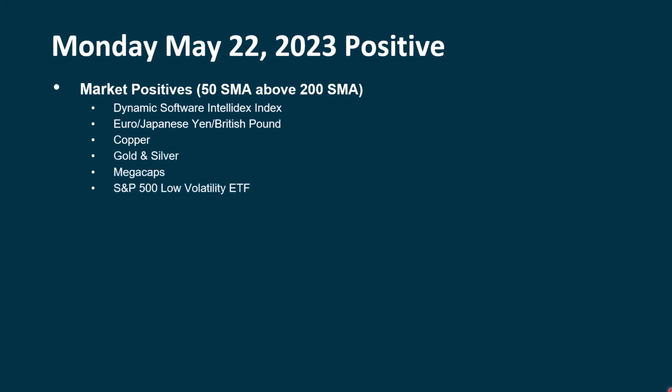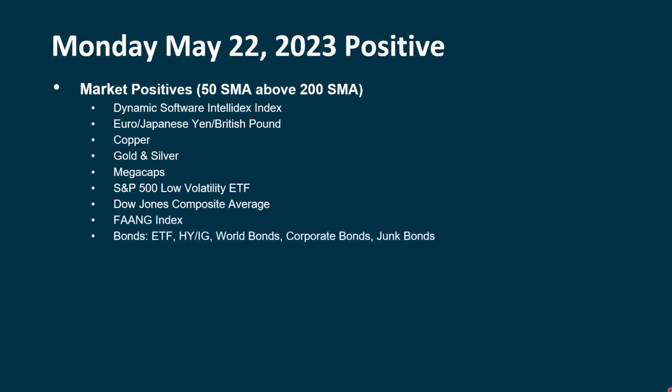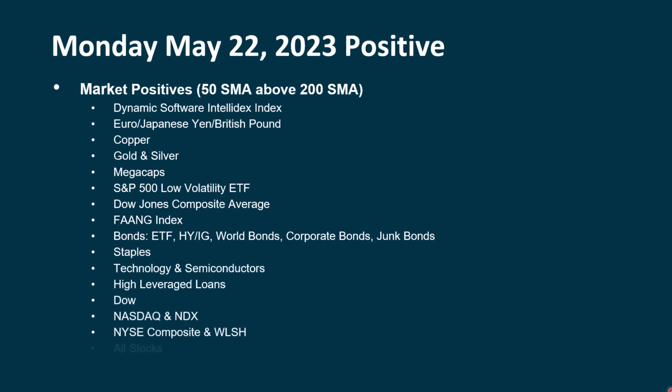The mega caps, the S&P low volatility ETF, the Dow Jones Composite Average, which is chopping sideways, but still in an uptrend. The FANG Index, bonds, when we look at all the different kinds of bonds, the ETF, the high yield, the investment grade, the world bonds, the corporate bonds, and the junk bonds. Staples are still positive. Tech and semiconductors, high leverage loans, the Dow, the NASDAQ and NASDAQ 100, the NYSE Composite, and the Wilshire, all stocks, emerging markets, and then we have Bitcoin. You'll notice that I didn't go through individual charts of the Dow, mid caps, small caps. I do that in the daily videos.